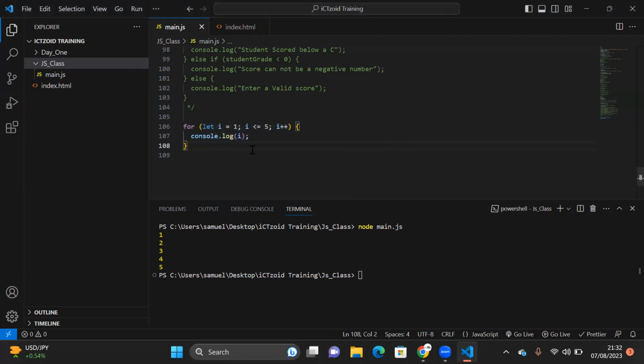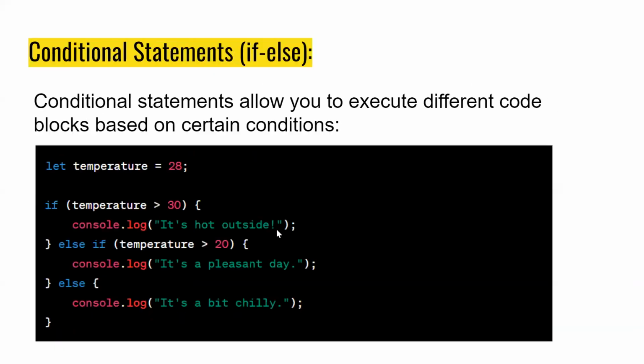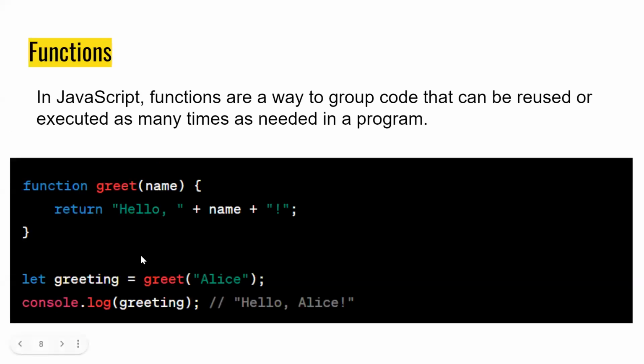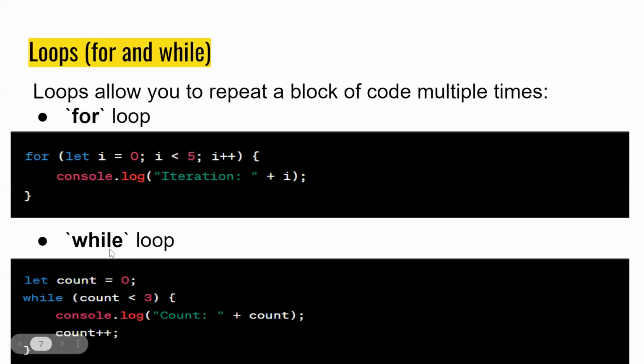So basically that's just it for the for loop, right? Then the while loop. Okay, the while loop. Basically, what's happening is you place your condition here, so that while this thing is true, what is inside this curly bracket should execute, right?